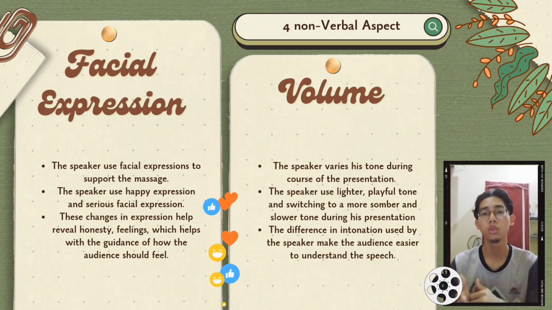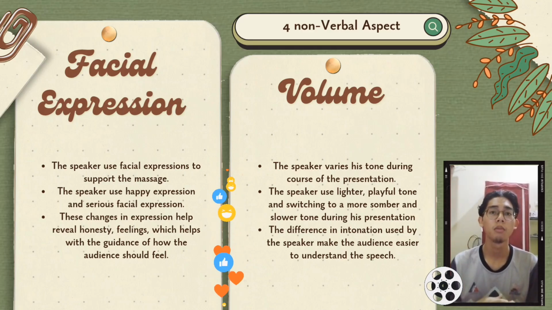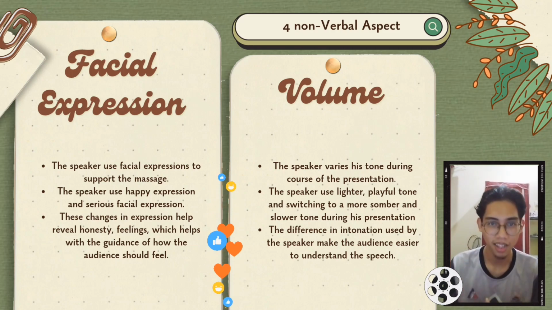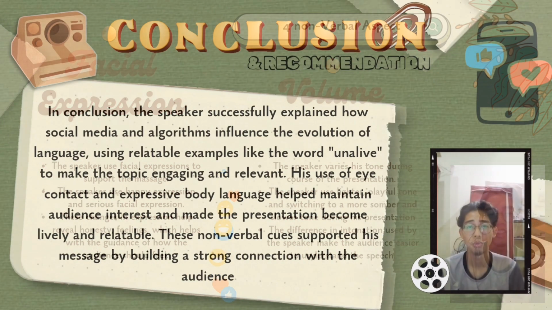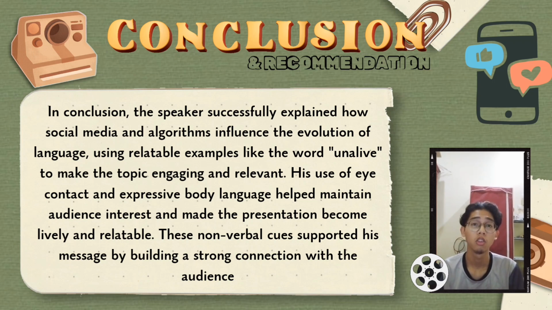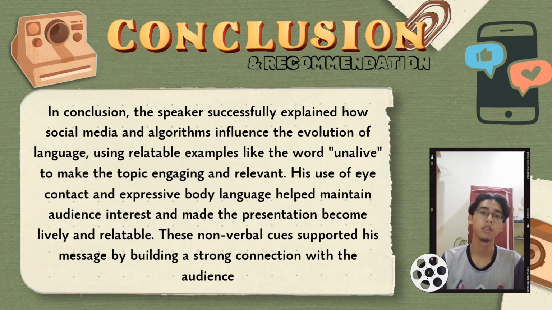The difference in intonation used by the speaker adds emphasis, making the message more interesting and easier to understand for the audience. Next, we move to the conclusion parts. In conclusion, the speaker did an excellent job of explaining how social media and algorithms are shaping the way the language evolves. By using relatable and timely examples like the word "unalive", he kept the topic both interesting and relevant to the everyday experiences.